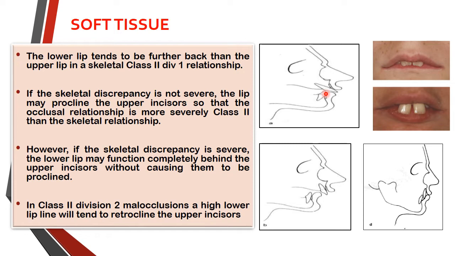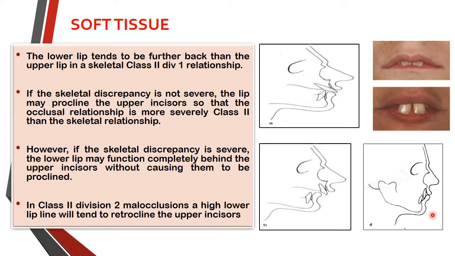For example, if the patient has a mild to moderate skeletal relationship, the lower lip will function partly or completely behind the upper central incisors. So they are going to procline them, push them forward, and the increased overjet will be both due to the skeletal Class II relationship and also due to the proclination of the upper incisors by the soft tissue factor. But what if the patient has a more severe skeletal relationship? In the severe skeletal pattern, the lower lip will be behind the upper incisors, so they will not have an effect on them and will not procline the upper incisors. And we can say that the increased overjet is just because of the skeletal Class II pattern, the jaw relationship.